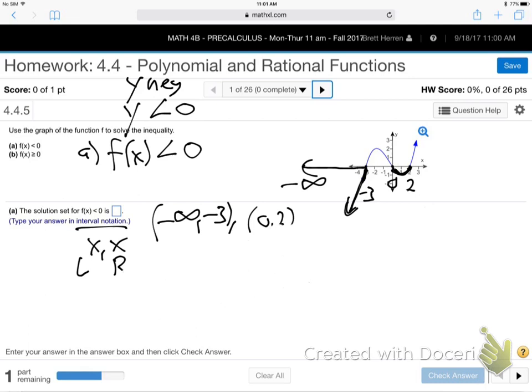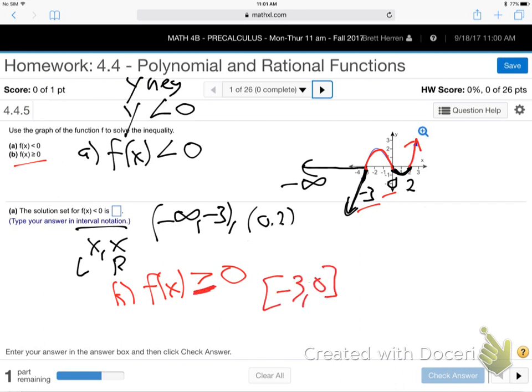Okay, and then part B is saying, where is it greater than or equal to 0? Well, here and here. So that's from negative 3 to 0, brackets now on negative 3, because they have the bar, right? So they want the equal to 0 right on the money, comma, and from 2 to infinity. Bracket on that 2, 2 to infinity. Is that good? For the greater than or equal to sections, the red sections? All right.